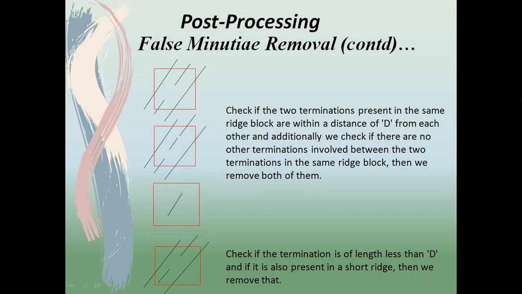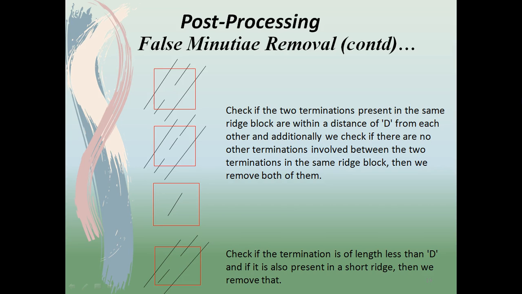Now, the third condition checks for 3 other false minutia points. It checks if two terminations present in the same ridge block are within a distance of D, the inter-ridge width, from each other. Additionally, we also check that there are no other terminations between the two terminations in the same ridge block. Then we remove both of them. So this algorithm takes care of 3 other false minutia points.